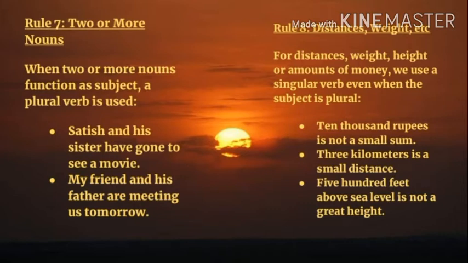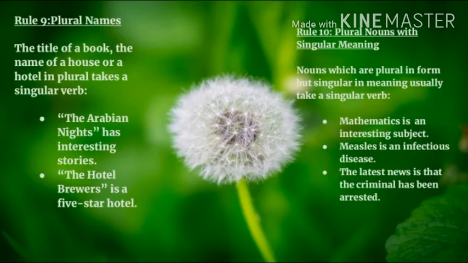Next example, 3 kilometers is a small distance. 3 kilometers, the subject is plural, but we use singular verb is in the sentence. Next example, 500 feet above sea level is not a great height. Here in this sentence, the subject 500 feet is plural, but we use the singular verb is in the sentence. So, consider this very well in the mind. For distances, weight, height and amounts of money, even though the subject is plural, always go for singular verb in the sentence. Now, let's move to rule number 9 related to subject verb concord.